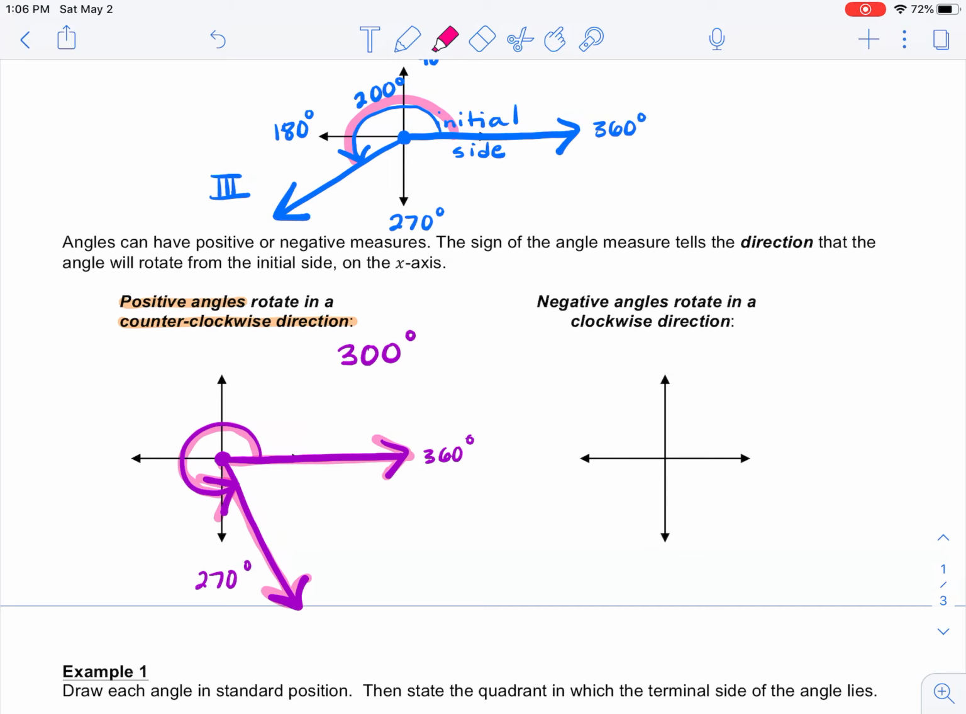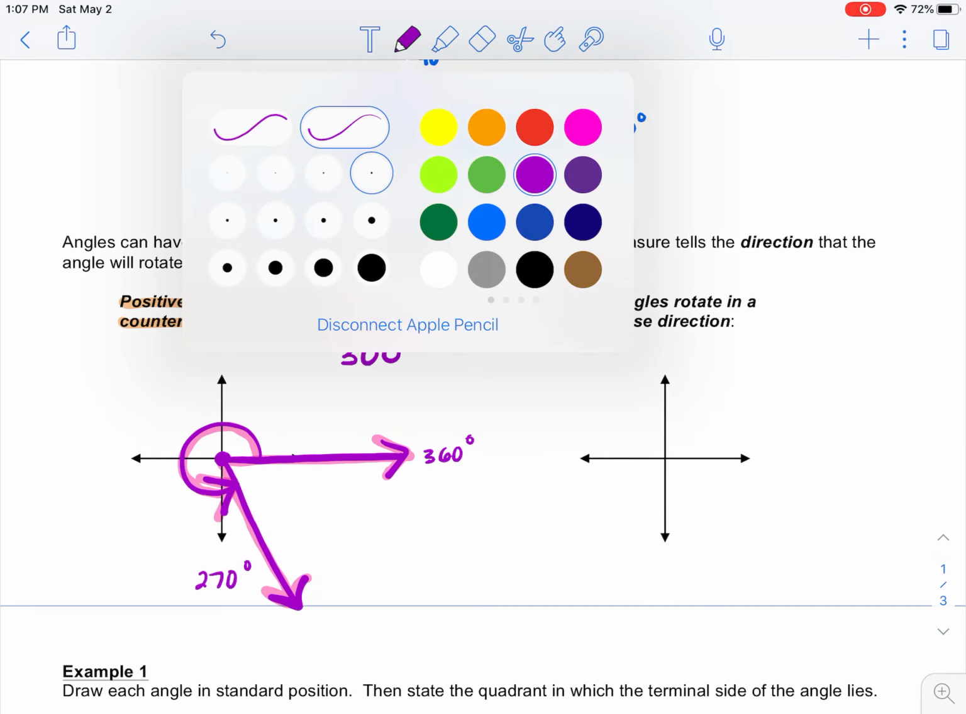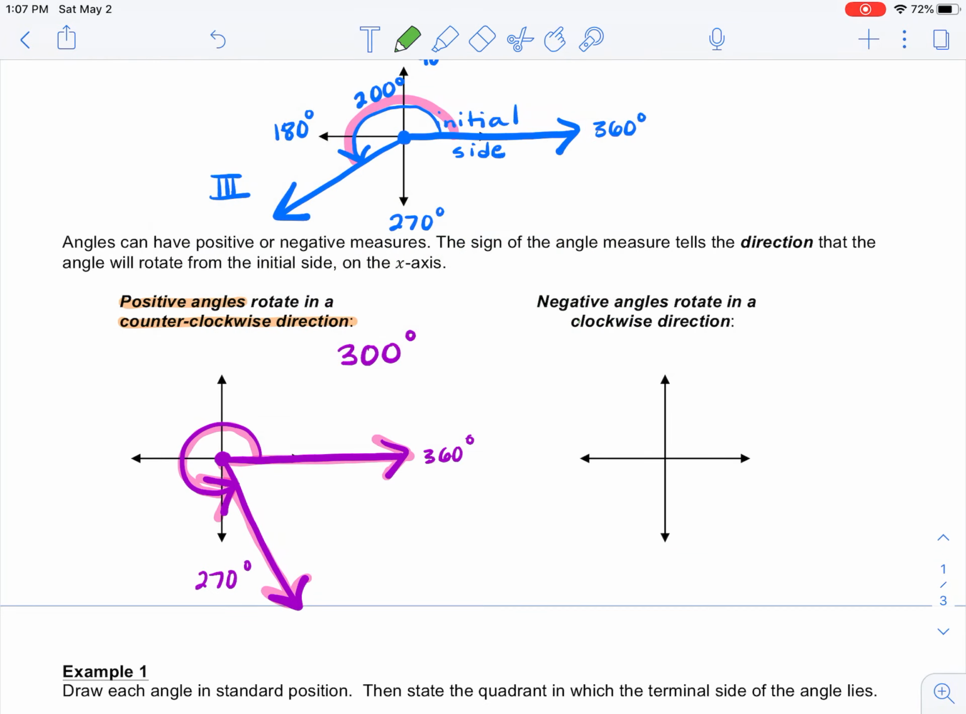Okay. Now, we can also have negative angles, and negative angles rotate in a clockwise direction. Okay, so negative angles rotate in a clockwise direction. So let's pretend I want a negative 100-degree angle. Okay, I'm still going to start on my positive x-axis right here.